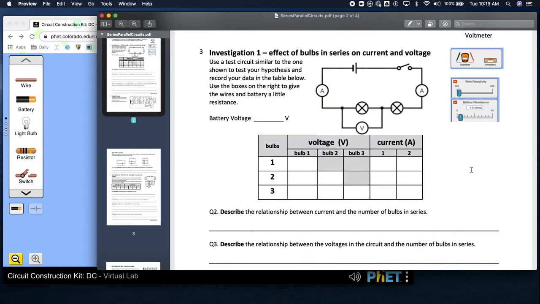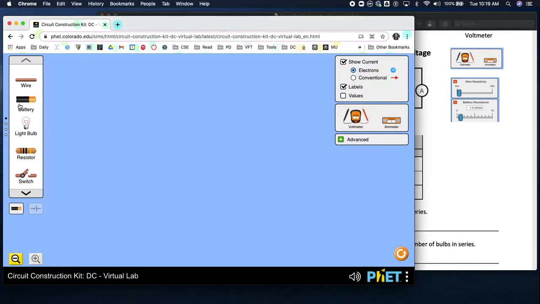We are talking about investigation 1, the effect of bulbs in a series on current and voltage. Use a test circuit similar to this one to test your hypothesis and record your data in the table below. Use the boxes on the right to give the wires and battery a little resistance. So I first need to make a circuit that looks like this. So that's what I'm gonna do.